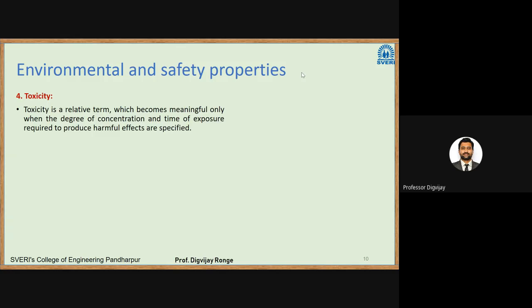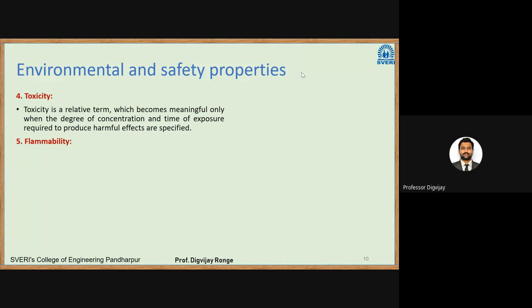But that is actually a relative term. So in that case, we have to account for the degree of concentration of that gas as well as the time of exposure. It may happen that a gas has very low concentration and is exposed for very little time. In that case we can say that it has very low toxicity. But if a gas has higher concentration and is exposed for a longer time, in that case we have to say that the gas is very toxic.